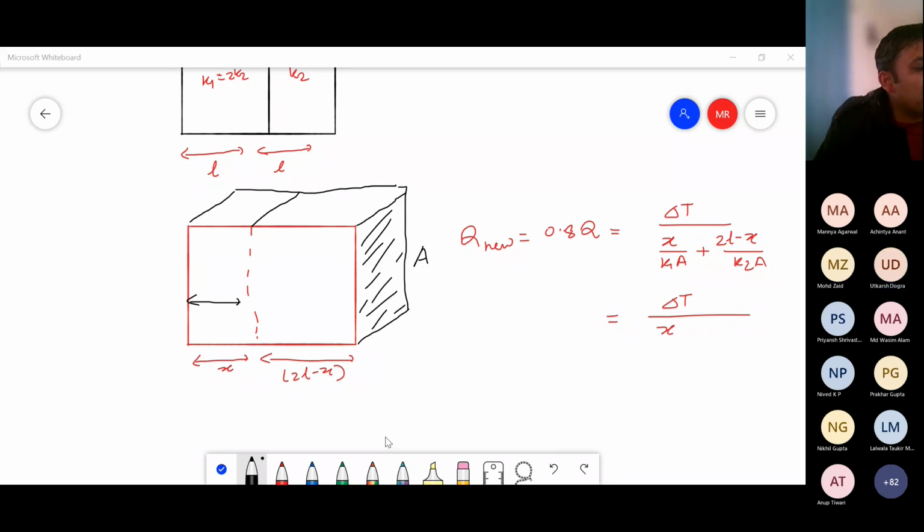In the problem, what is being mentioned is that the length, the thickness of the block, is going to change. Earlier, its thickness was L. Now I want to change that to some other value, but the total thickness of the complete composite block is still the same, 2L. So the thickness of one material is reduced, but at the same time the second material is increased by the same amount of length. We are not saying anything about volume.